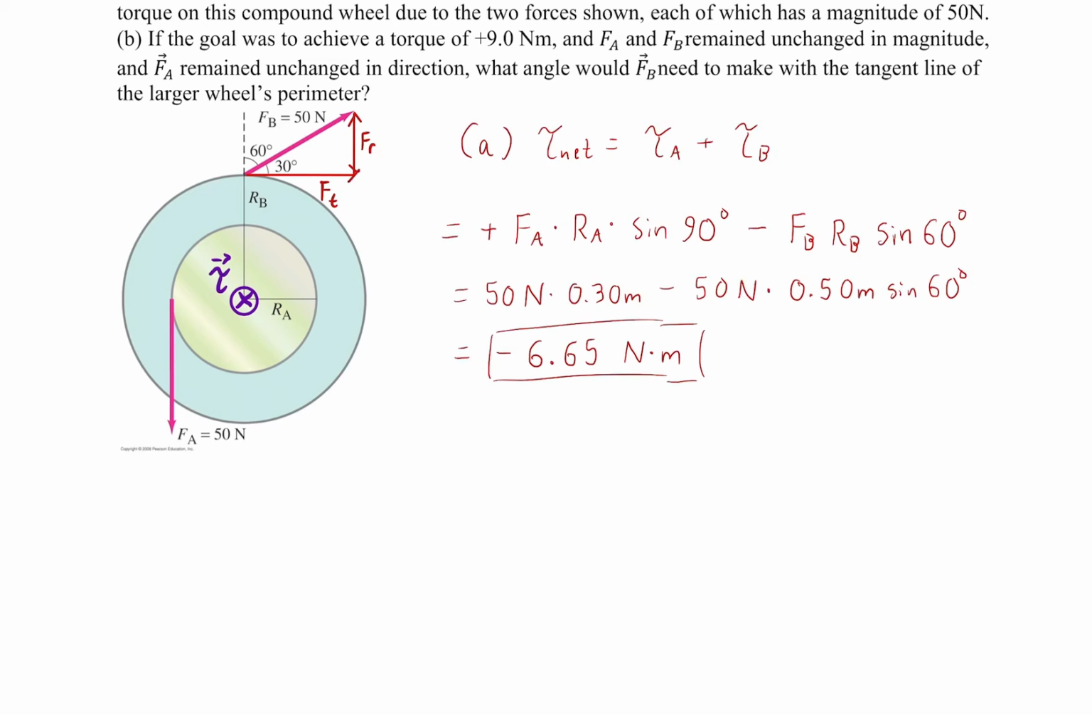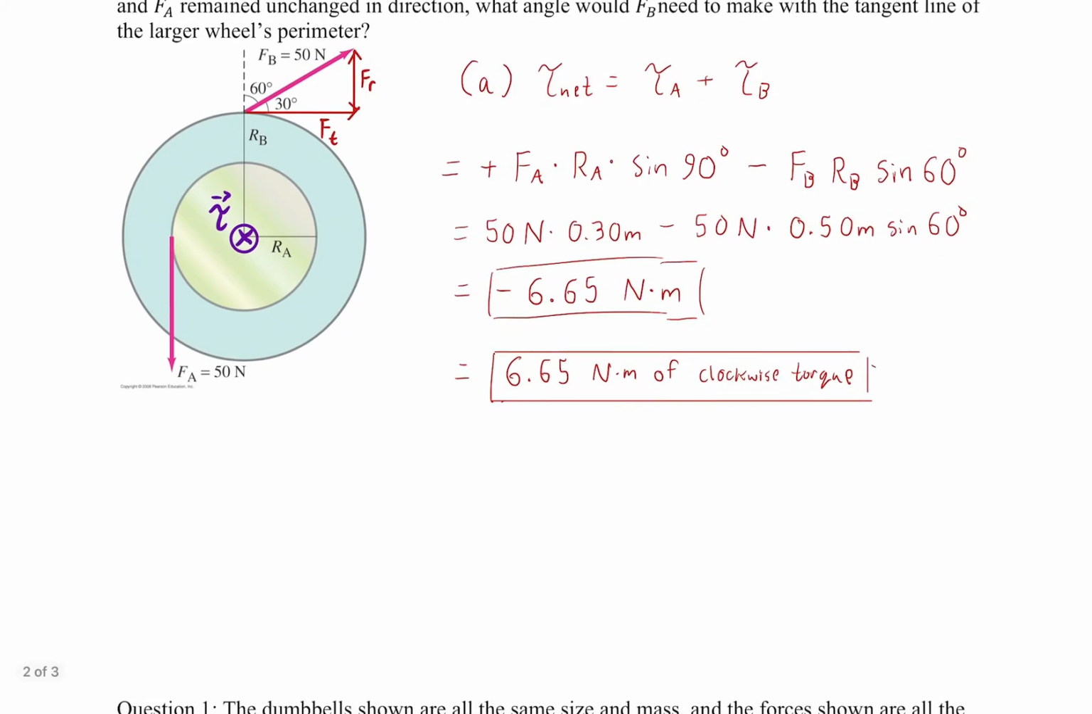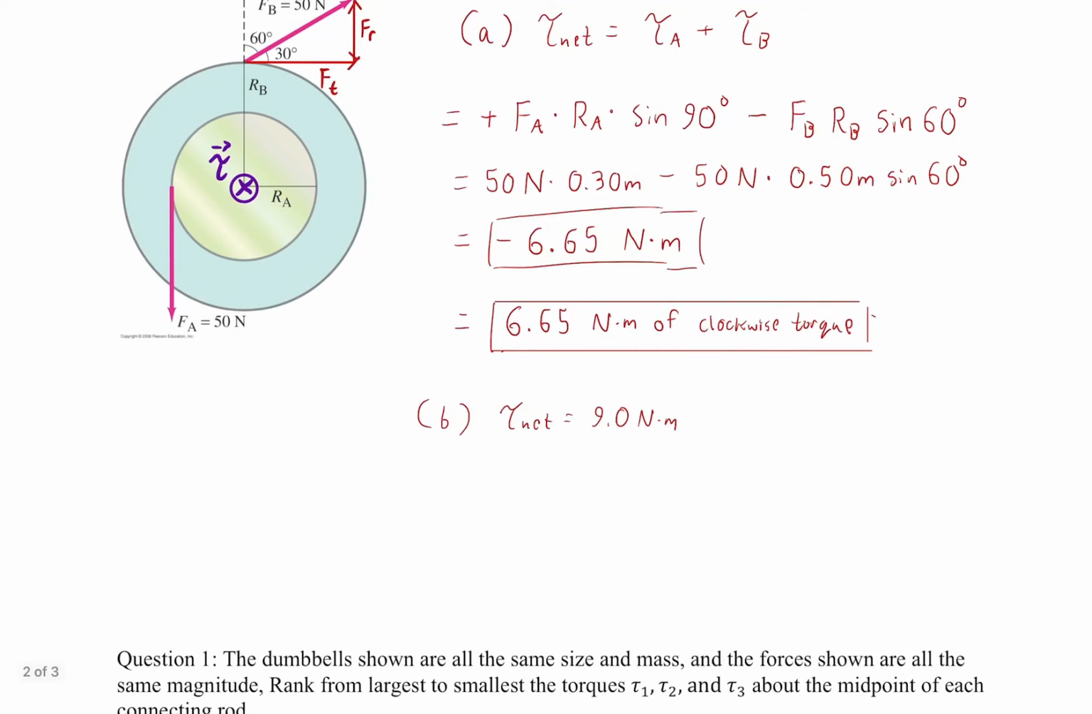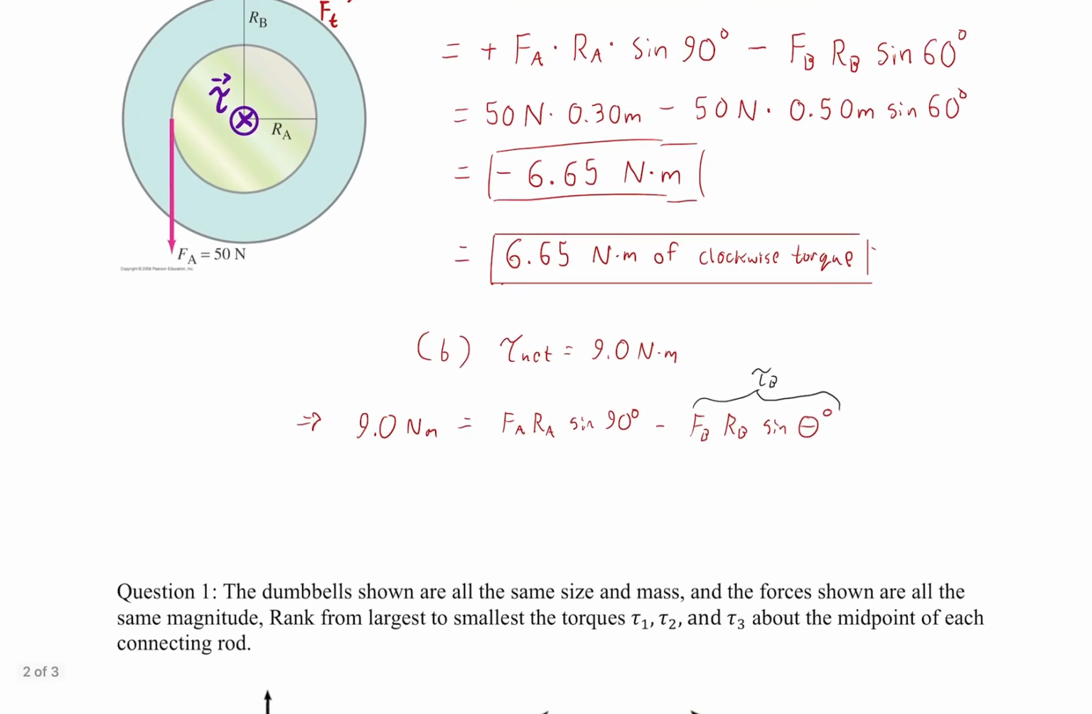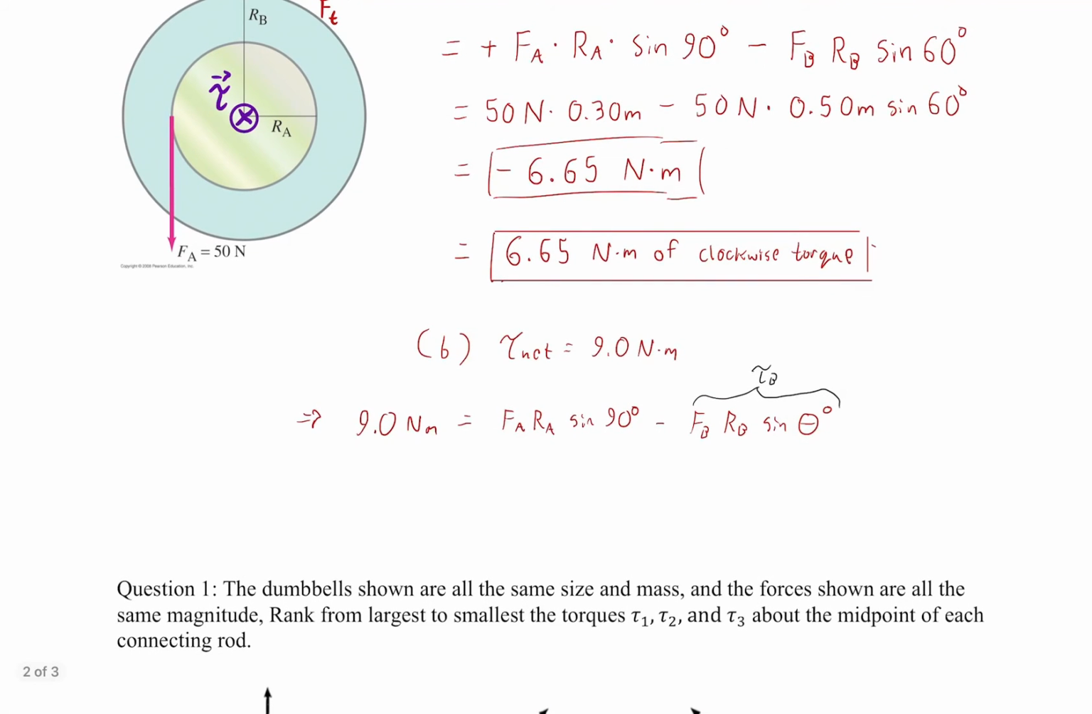So that means we should expect our angle to be somewhat close to 90 degrees, but not quite there. This is just pointing out that negative means clockwise. So part B, we want a net torque of 9 newton meters. We're going to set this up. This is going to be our torque B, and then we just go ahead and solve for theta, because this is our unknown here.